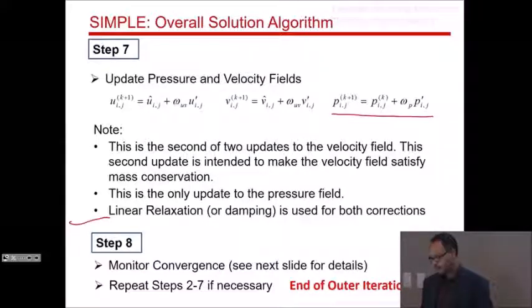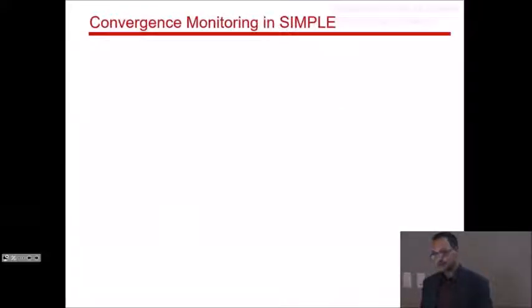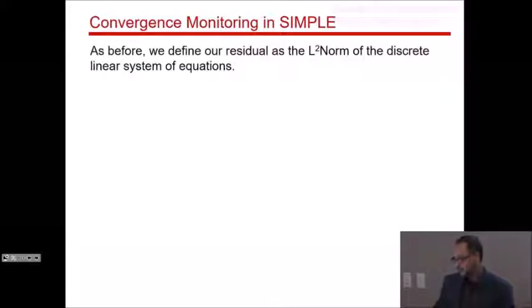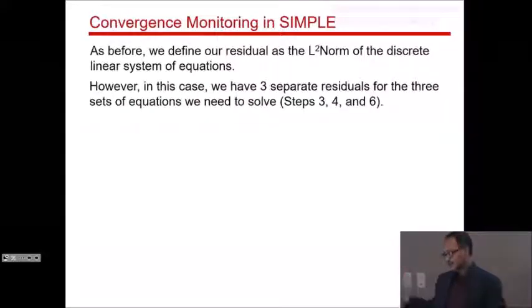All right. Let's talk a little bit about monitoring convergence, because now obviously we have 3 things. It's not just one PDE you're solving, it's 3 PDEs in a sense. As before, we define our residual as the L2 norm of the discrete linear system of equations. So that doesn't change, okay? Your residual definition is still the same. All terms of the equation brought over to one side, squared and added, okay? Do not change that. However, in this case, we have three separate residuals for the three sets of equations we need to solve, okay?